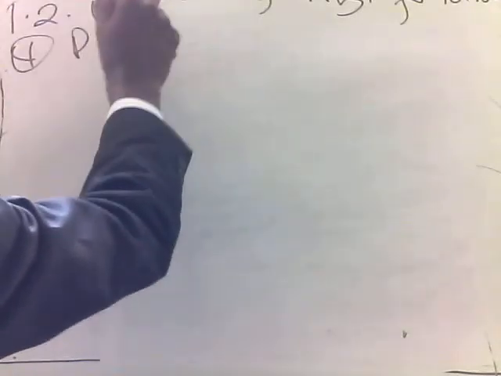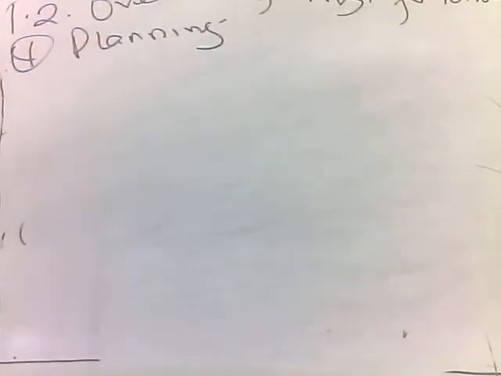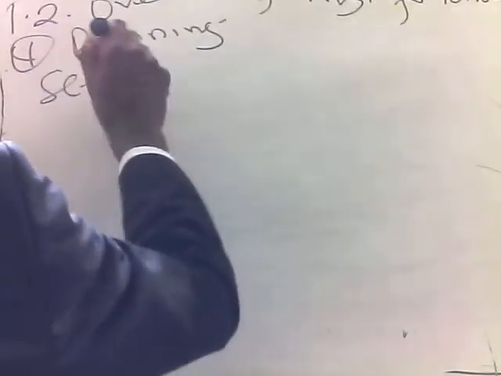So we can think that is all about 1.1. So we can go to 1.2, which is overview of management functions. What are the functions of management? One of them, we start with number one, is what we call planning. What do we mean by planning? What is planning? Planning is simply setting objectives.